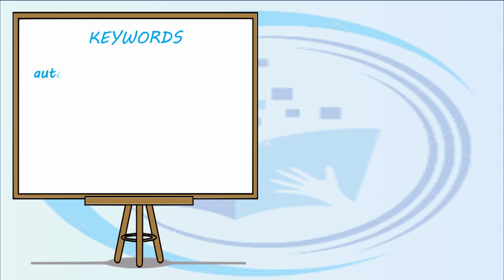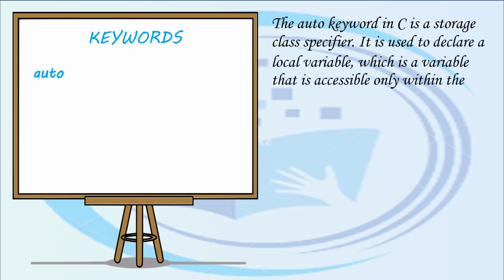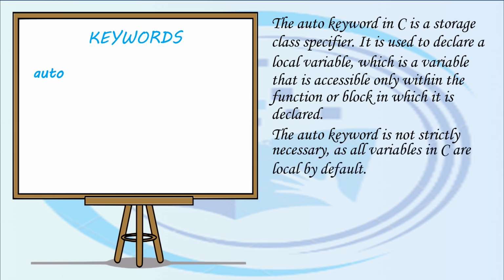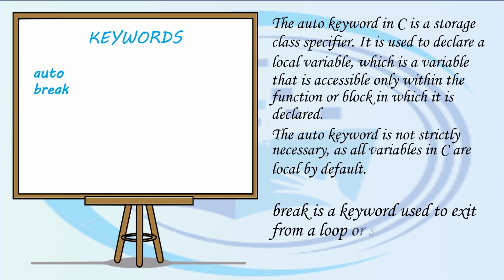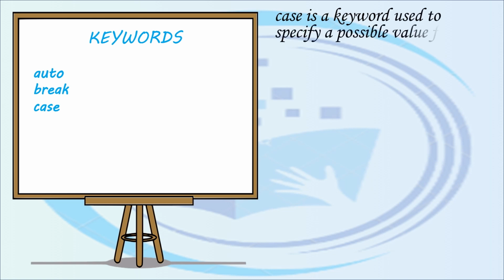Keywords. The auto keyword in C is a storage class specifier. It is used to declare a local variable, which is a variable that is accessible only within the function or block in which it is declared. The auto keyword is not strictly necessary, as all variables in C are local by default. Break is a keyword used to exit from a loop or switch statement. Case is a keyword used to specify a possible value for the variable in a switch statement.